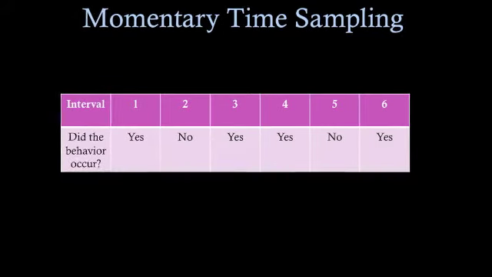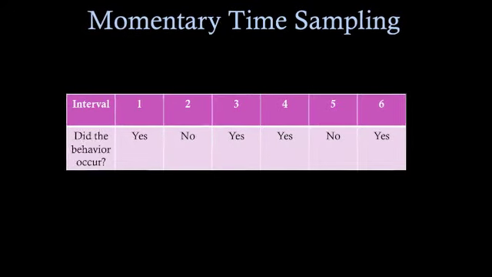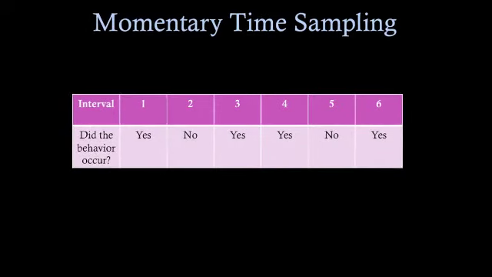Your data should look something like this. In other words, the behavior was occurring at the end of 4 out of 6 intervals.